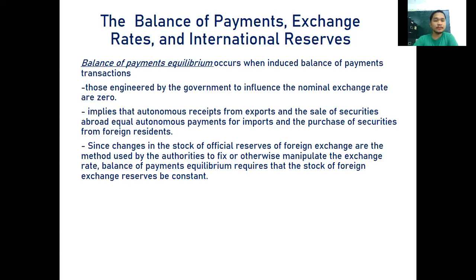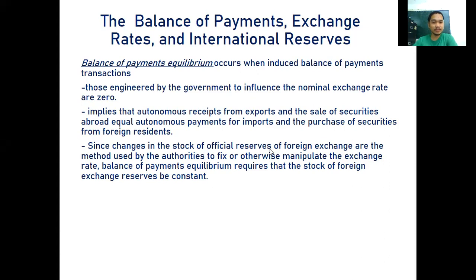Now, we will proceed to the balance of payments equilibrium. So the balance of payments equilibrium occurs when the induced balance of payments transactions, so those engineered by the government to influence the nominal exchange rate, are zero, and it implies the autonomous receipts from the export and the sale of securities abroad equal autonomous payments for imports and the purchase of securities from the foreign residents.